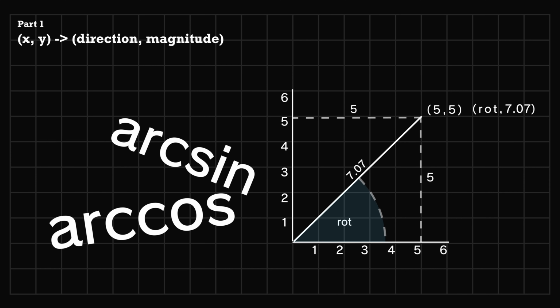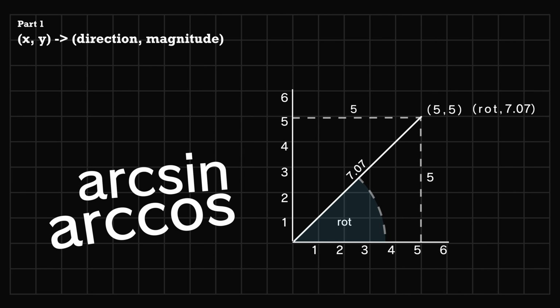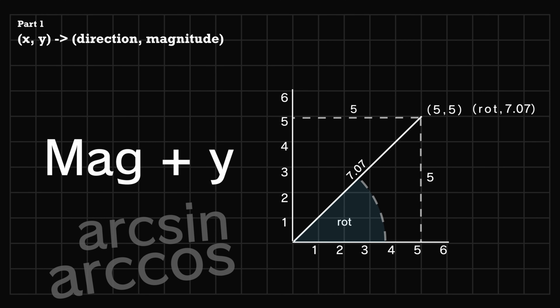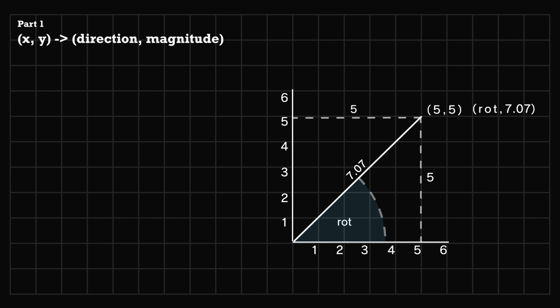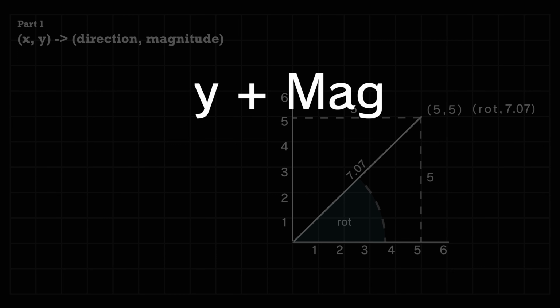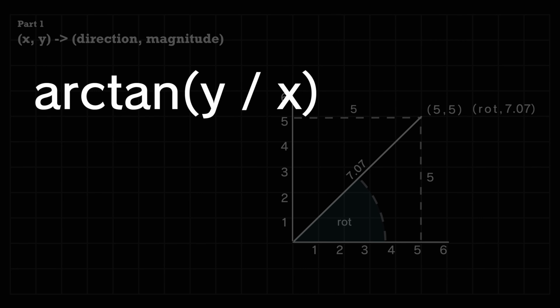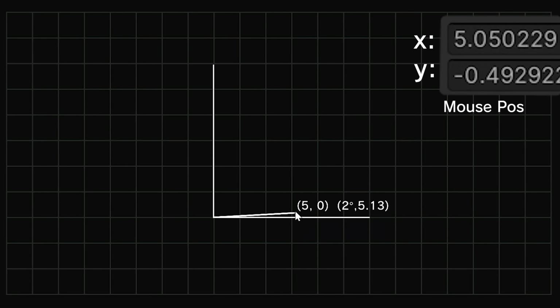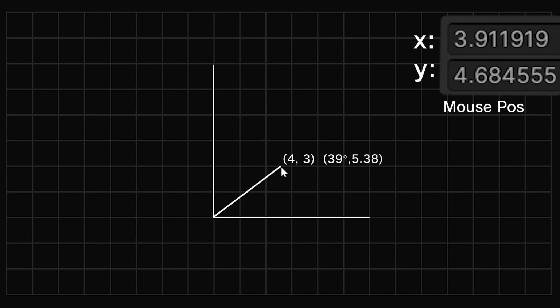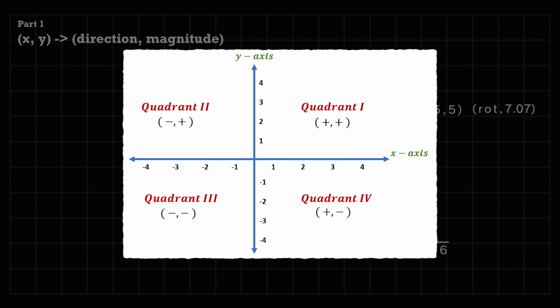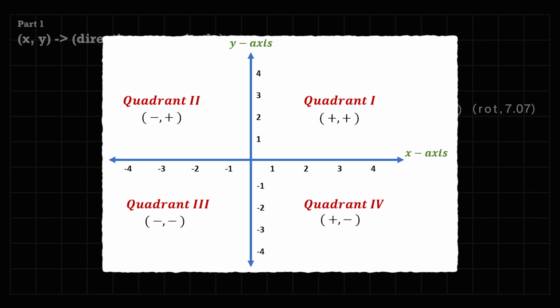Specifically, you can use the inverse trigonometric functions, like arccos or arcsine, depending on which component of the vector you want to use as a reference. You can use the x and the magnitude using arccos, or you can use the y and the magnitude using arcsine. And as mentioned before, you can use the x and y using arctan. But it's important to adjust the angle correctly based on the signs of the x and y, since it will affect the quadrant in which the angle lies, because then it won't work, as you can see over here.